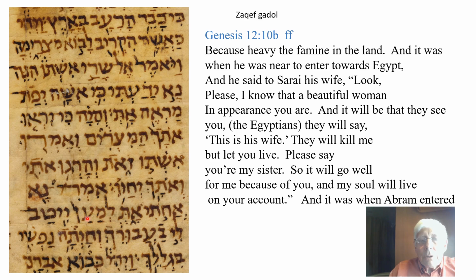Lema'an, so that, for the sake of. Yitav, so it will go well. Li. Tov, this is the verbal form of tov here. Tov is a well-known word for being good or well. And so yitav, it will go well with me, li. I think when you add another yod to the front, it sort of makes it greater or good to me. Ba'avurech, for the sake of you.